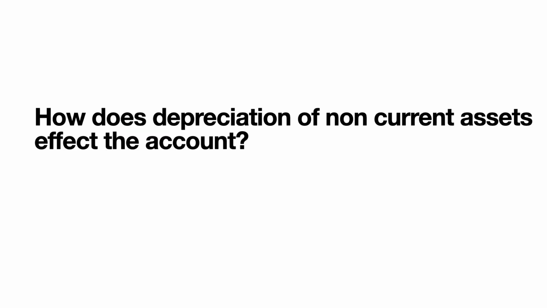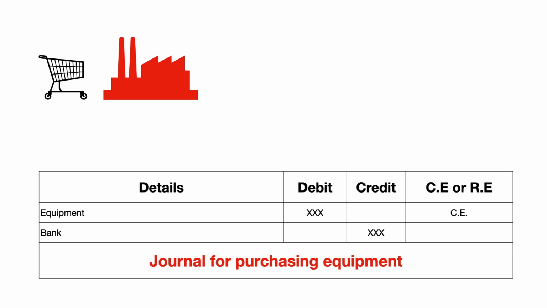How does depreciation of non-current asset affect the account? Okay, there are two events. One is when you buy the NCA. When you buy the NCA, it is capital expenditure. Capital expenditure means you spend money to buy NCA. Equipment in debit side, bank in credit side. Second one is the depreciation.